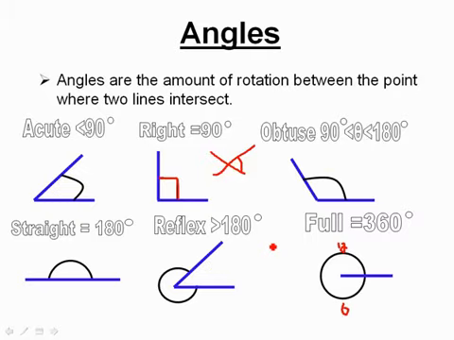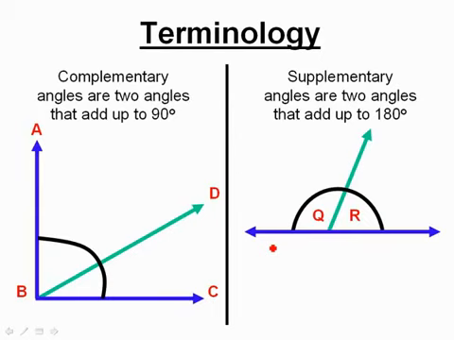Okay, so we'll just move on. Terminology. Complementary angles are two angles that add up to 90 degrees. So let's say we wanted to express this angle here, that I just colored in red ink. You could say something like angle ABD, which basically means you start at A, you go to B, and then you go up to D, and the angle that takes place at B when doing that.